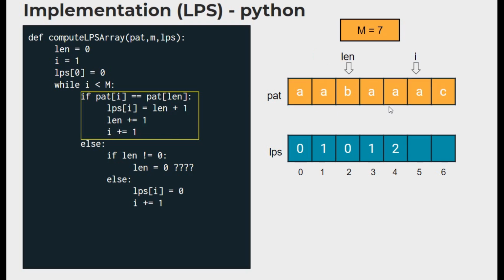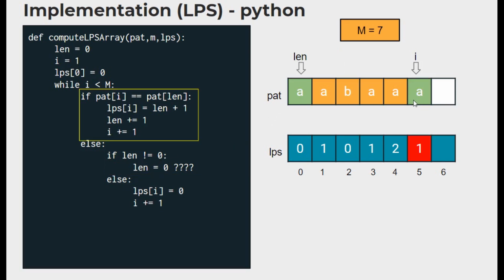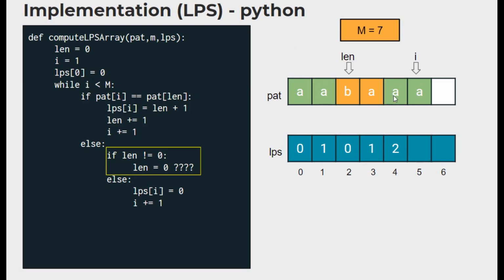Now when we increment both the pointers and compare these positions, there is a mismatch. Since length is not equal to 0, according to this code, we set length as 0 and again compare these two positions. Based on this code, we will put a 1 here, but that is not correct. Just observe this substring carefully. The length of the longest prefix that is also a suffix is of length 2, right? So actually we need a 2 here and not 1. What is the problem here?